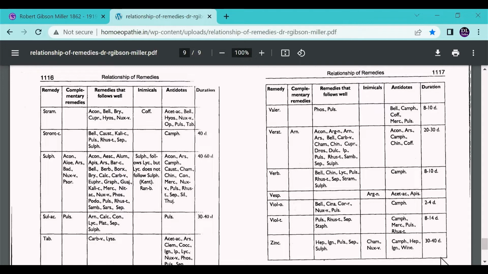It doesn't mean the remedy runs for 40 or 60 days. It could run for a year. It could run forever. But it's the idea of comparing relative durations. Remember the theory of relativity. Everything's relative. So that's an important point.